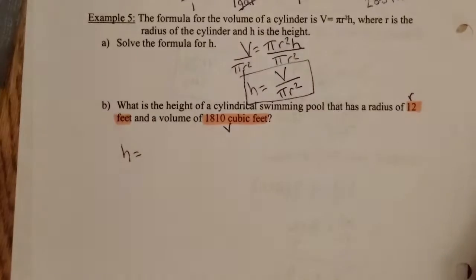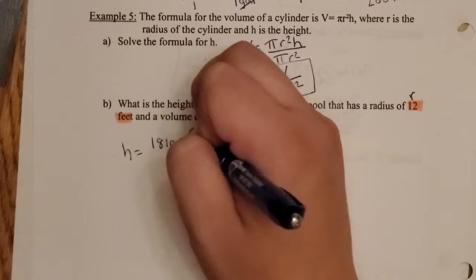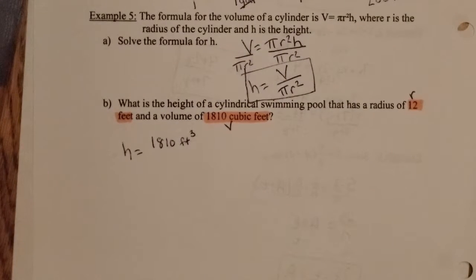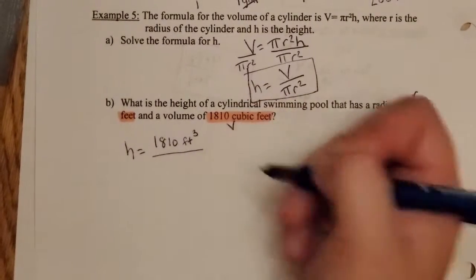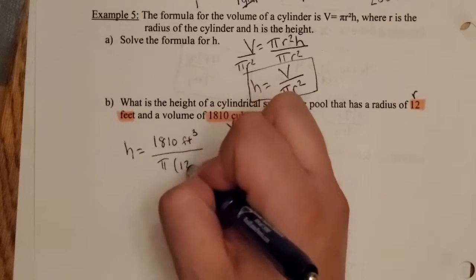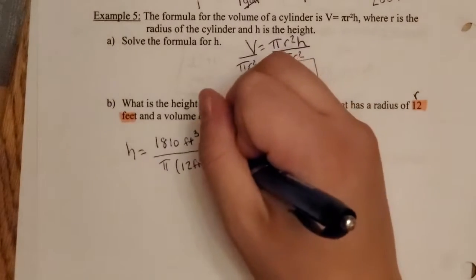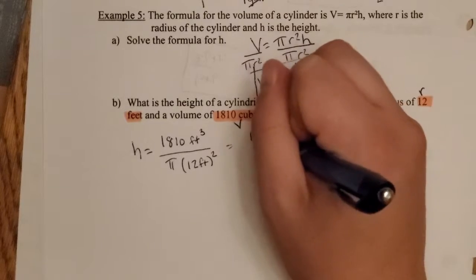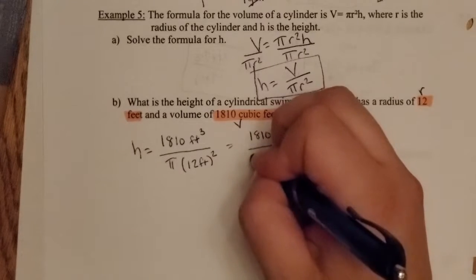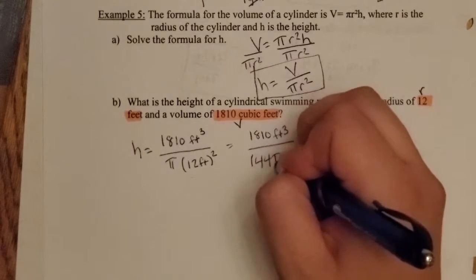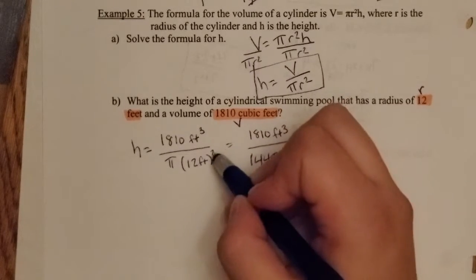So I have H equals 1810. Include your label. Remember, cubic means cube, so that's an exponent of 3. And then I have pi r squared, so I have pi times 12 feet squared. So when I simplify that, I have 1810 feet cubed over, I'm going to put the number in front of the pi, so 12 squared is 144 pi. The label for the bottom is going to be feet squared, because not only does the number square, but the label will square.